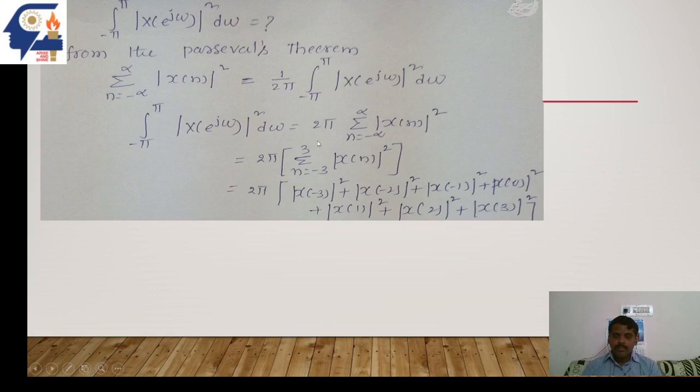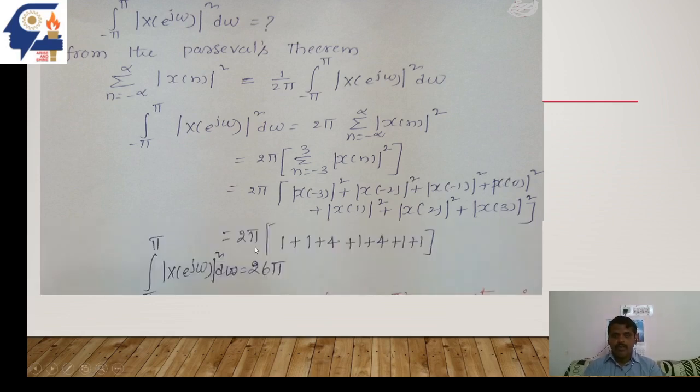But in the given sequence, n varies from minus 3 to plus 3. I replaced n equal to minus 3 to plus 3. Now this is nothing but 2 pi into, when n equal to minus 3, mod x of minus 3 whole square, replace that value, then replace x of minus 2 value and square, replace x of minus 1 value and square, replace x of 0 and square. If you replace all these values, you will get 2 pi into 13, that is equal to 26 pi.